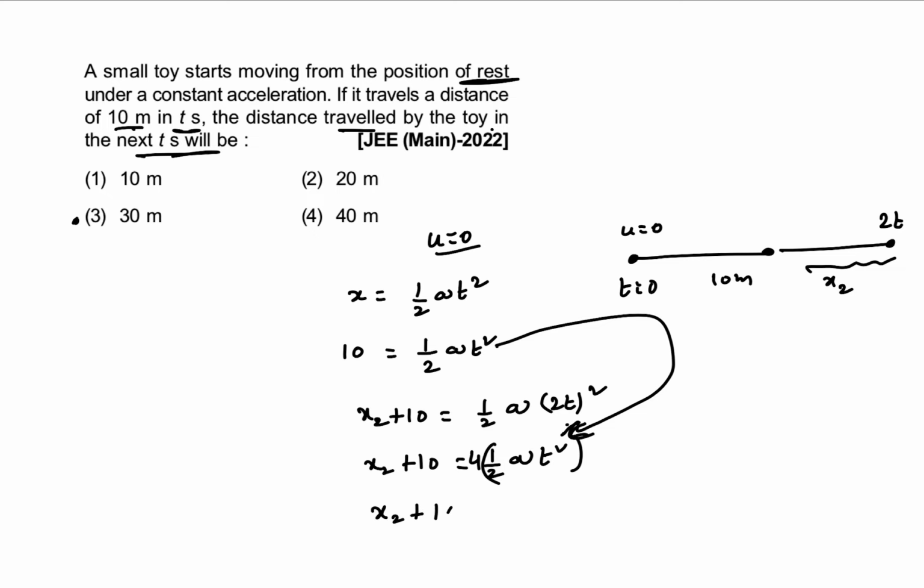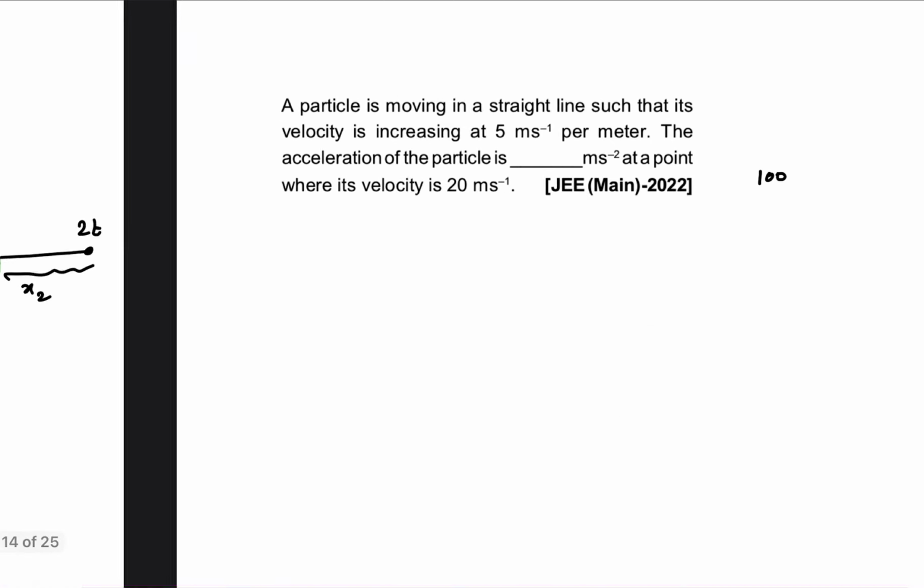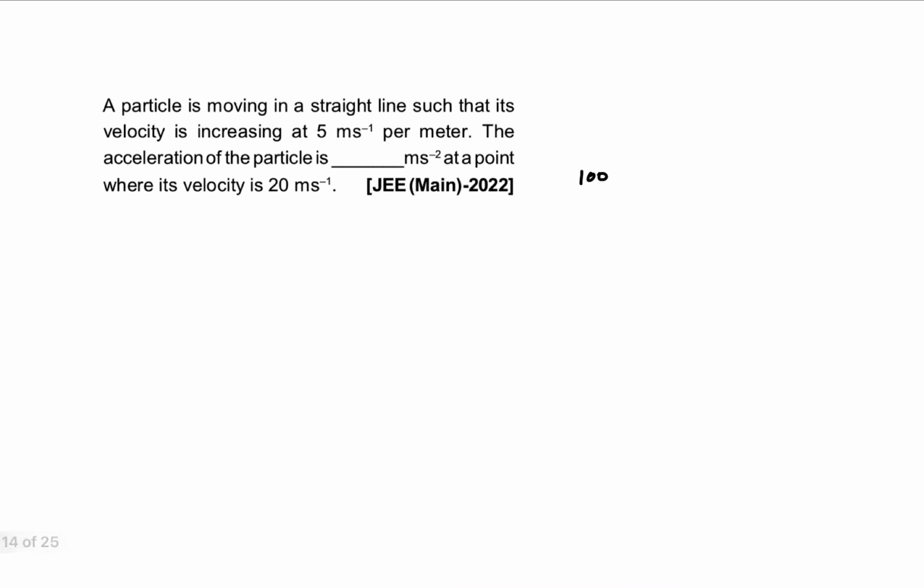From the above data, you can see half a t square value is equal to 10. You substitute there. x2 plus 10 is equal to 40. x2 is equal to how much? 30 meters. So he covers 30 meters in the next t seconds.